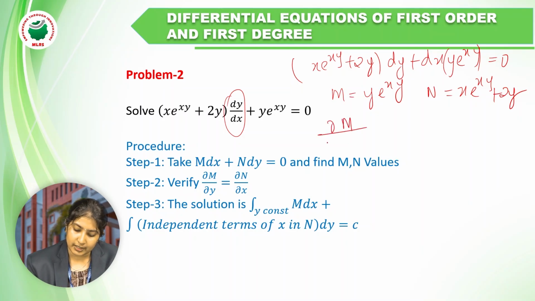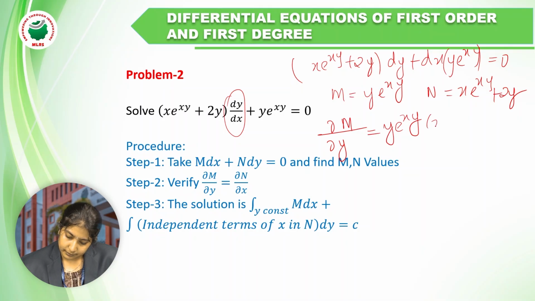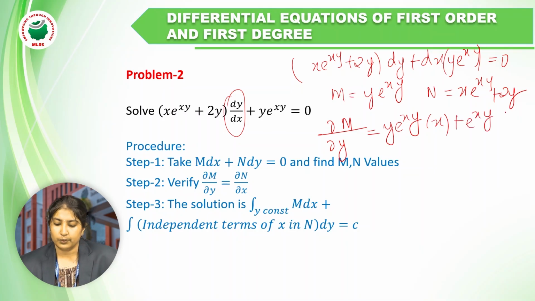So partial differentiation of M with respect to y. Here you should differentiate with respect to y and x is constant, right? So y into e power xy. This is the UV rule we are applying, okay? So y into e power xy, again xy differentiation, since x is constant, you write x, plus e power xy into y differentiation is 1.